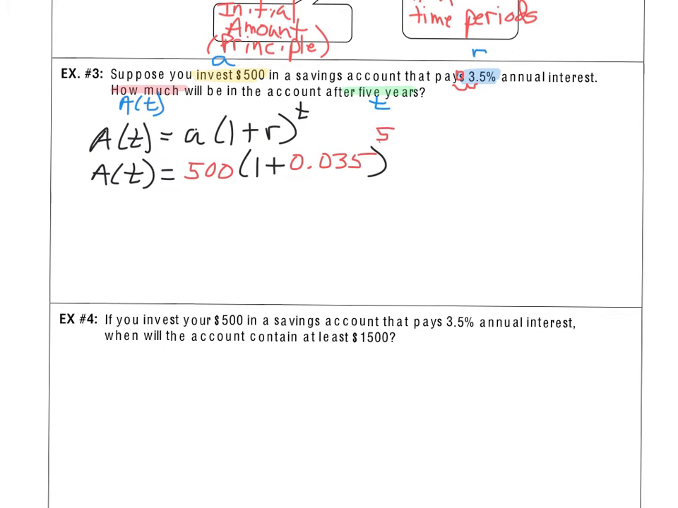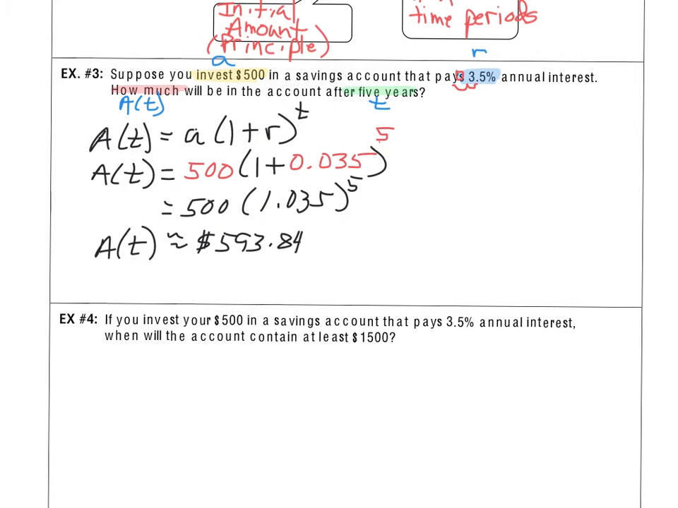Now you're going to use your handy dandy calculator and run that through. I'm just going to do one interim step here, so that gives me 1.035 raised to the 5th. Put that in your TI exactly as you see it, and round it to 2 decimal places because that makes sense for money value. So you'll get approximately $593.84. So over that 5 years, you got $93.84 for that small investment of $500.